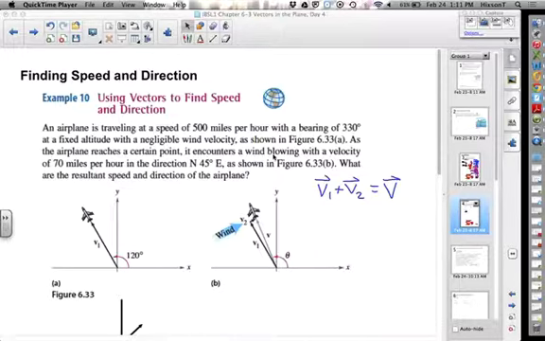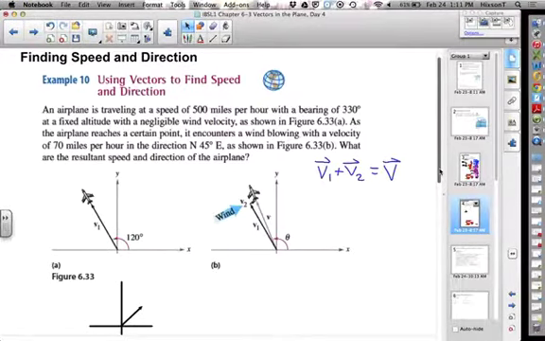That's fine. Either way, I'm going to start from the beginning here, because it says an airplane is traveling at a speed of 500 miles per hour with a bearing of 330 degrees at a fixed altitude with negligible wind velocity. That whole part is just eliminating variables, okay? As the airplane reaches a certain point, it encounters a wind blowing with a velocity of 70 miles an hour in the direction of north 45 degrees east, as shown here in figure B. What are the resultant speed and direction of the airplane?